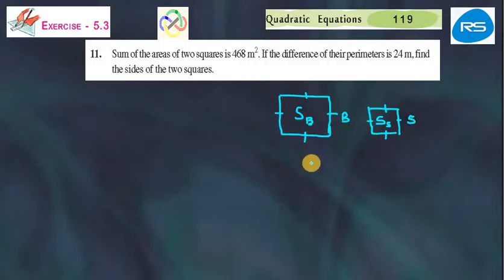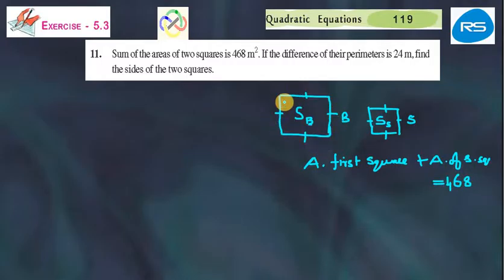So what is the area of the big square? Area of the first square plus area of the second square is how much? He has given 468 meter square. So I already assume that the first square is having the length B. So the area of the first square is B square plus the area of the second square, which is having a side S, so S square is equal to 468. So this is the first equation we got.